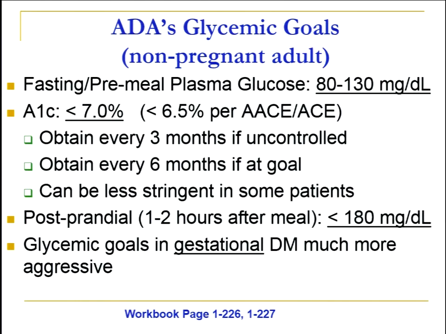Postprandial glucose levels are hard to obtain in the average patient, particularly with type 2 diabetes, but we do this more so in patients with type 1. A 1 to 2 hour goal for glucose levels after a meal should be less than 180, and that hasn't changed in many years either. If you want the goals for gestational diabetes, which are much more aggressive during the gestation period, they're also in the workbook.